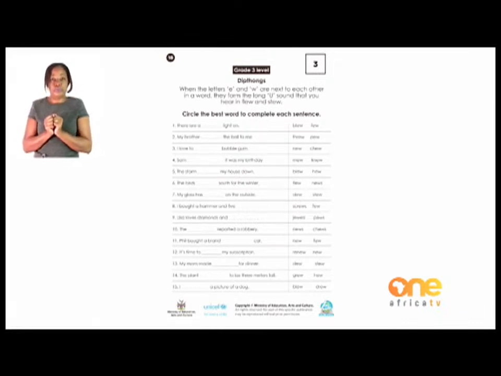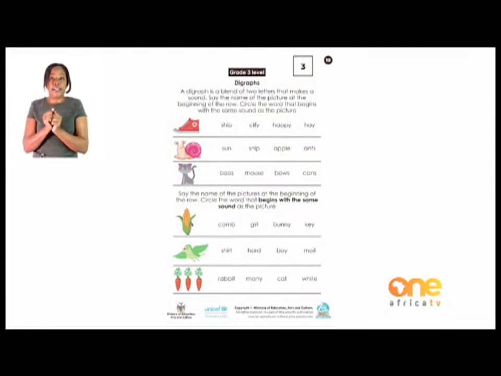Okay, so we move on to page 3. We have a very fun activity there with nice pictures. Okay, we are going to look at digraphs on page 19. So what are we going to do here? What are digraphs? A digraph is a blend of 2 letters that makes a sound. If 2 letters come together and make one sound, that is a digraph. So now we have the digraphs which are here, but to get the sound and the correct answer, we have to check the picture which is given to us. Then we will know what sound is represented by the picture.